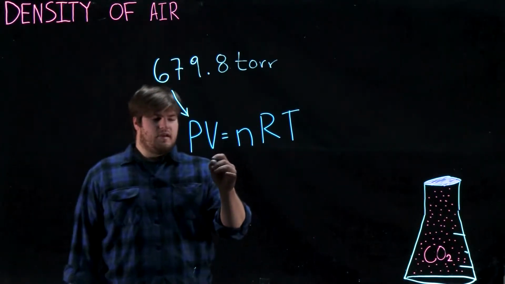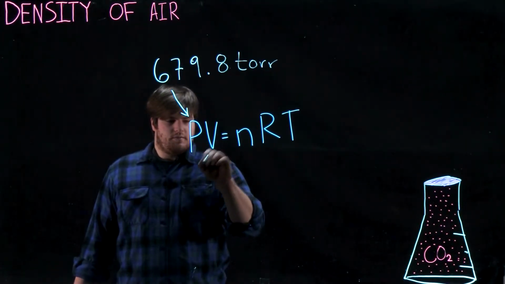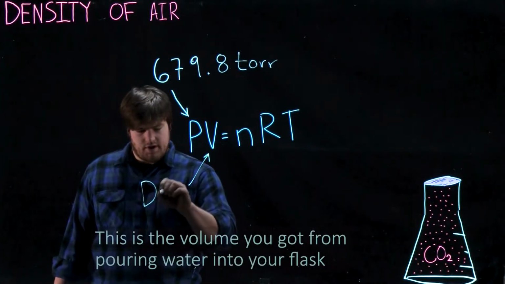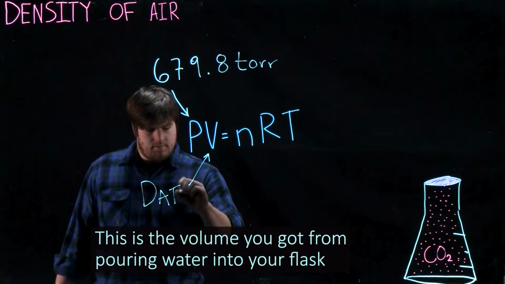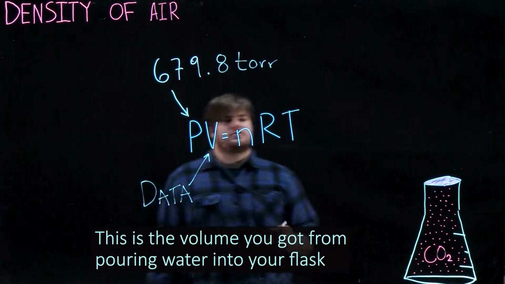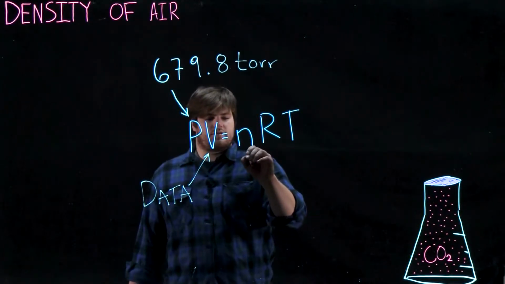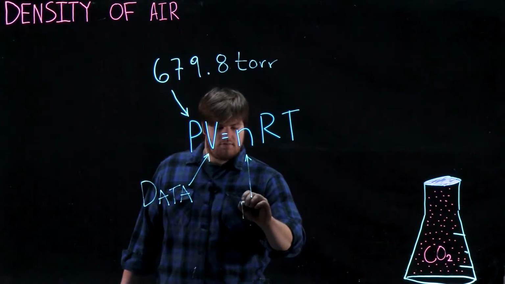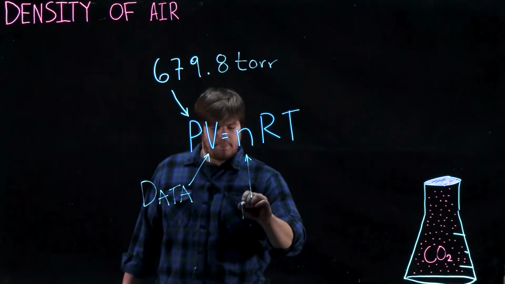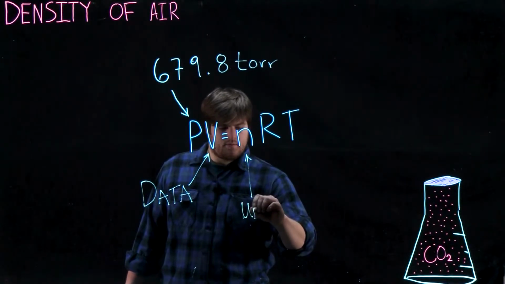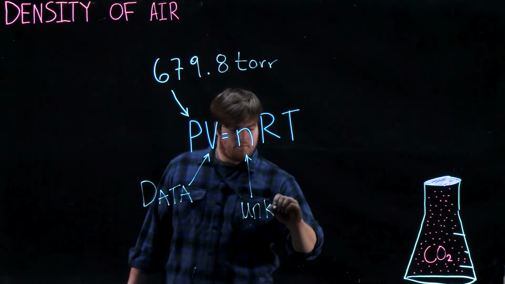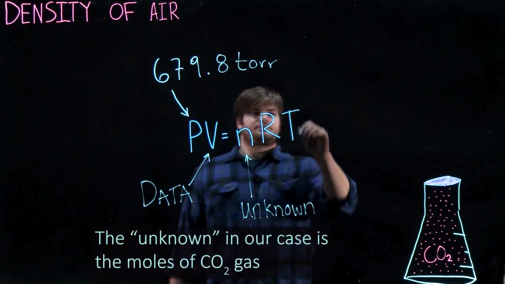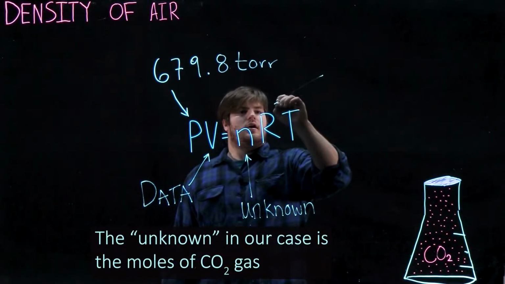V is our volume. This was a measured amount, so this should be from your data. I'm just going to write data because this was a measured amount. So we measured that one out. n is our unknown. This is the number of moles. This is what we're trying to find out in this part of the problem. That's our unknown.